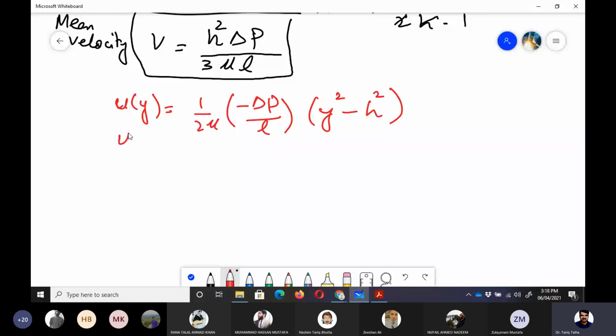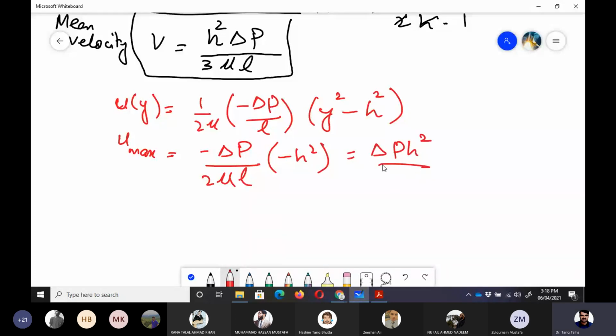So I can write that u maximum is equal to minus delta p divided by 2 mu L into minus h square. So that would be equal to delta p h square divided by 2 mu L. So if you see here, the numerator is the same, the denominator is a little bit different. If we want to incorporate the mean velocity in this relation, we need to divide by 3 and multiply by 3. So we can say that it would be 3 by 2 into h square delta p divided by 3 mu L.